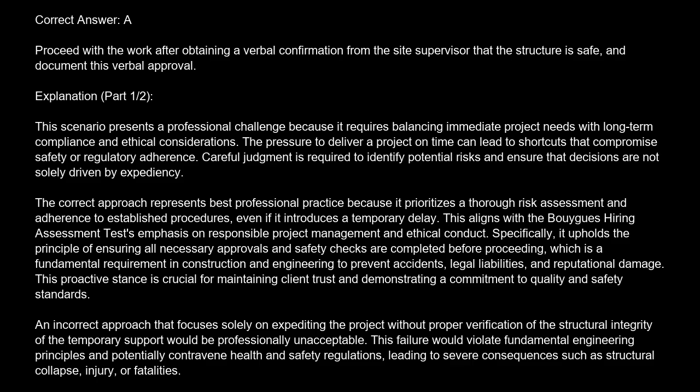An incorrect approach that focuses solely on expediting the project without proper verification of the structural integrity of the temporary support would be professionally unacceptable. This failure would violate fundamental engineering principles and potentially contravene health and safety regulations, leading to severe consequences such as structural collapse, injury, or fatalities.